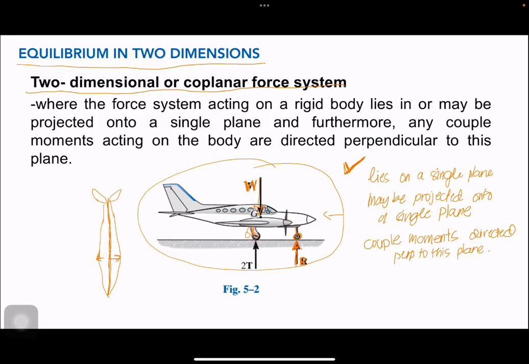But since we projected it into a single plane, if each wheel has a reaction T, one on the right and one on the left, then when we projected it into this single plane, we can refer to the reaction as 2T, to account also for the other wheel on the left side. So this is now a two-dimensional or coplanar force system. But originally, it is not. We just projected it. That can happen if you know how to project.